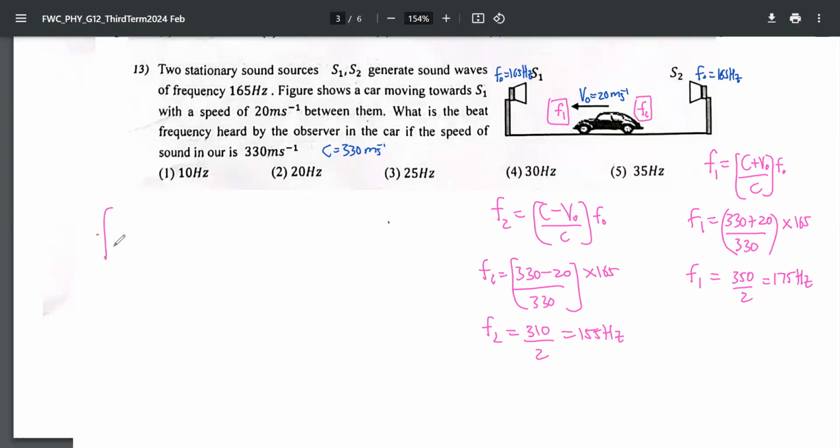Finished. What is beat frequency? Beat frequency is the difference between the two frequencies, F1 minus F2. 175 minus 155, sorry, 155. So it's 20 Hertz. Hence the answer is the second option. How many of you got the second? Very good. Right.